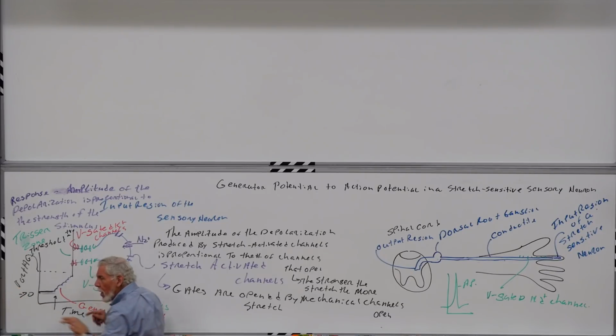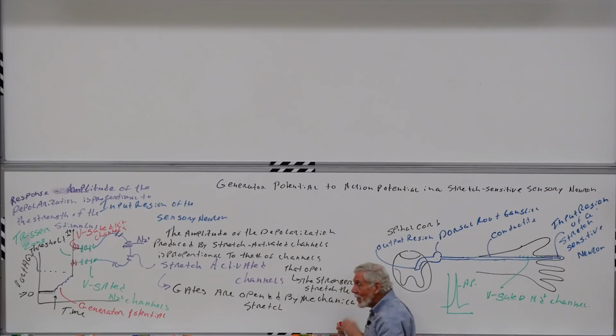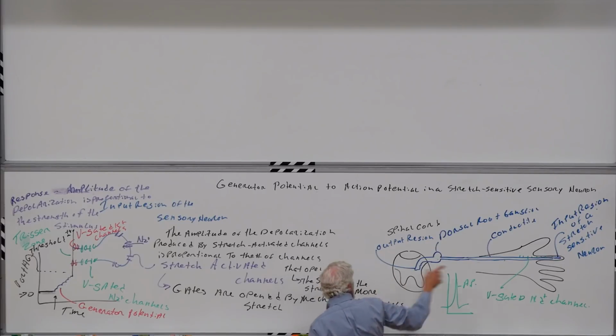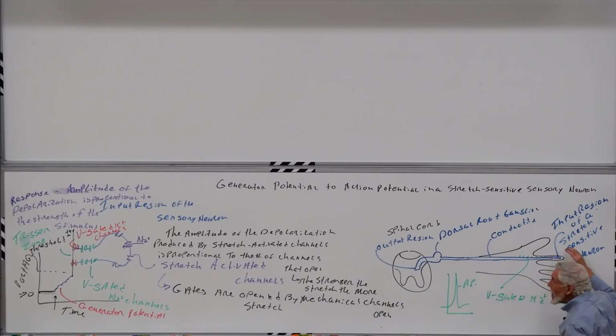So the input region, in many cases, will be surrounded by another cell that amplifies the effect, but let's not get into that. Anything else? Yes? So you said that the stretch-sensitive neuron is most likely unmyelinated?